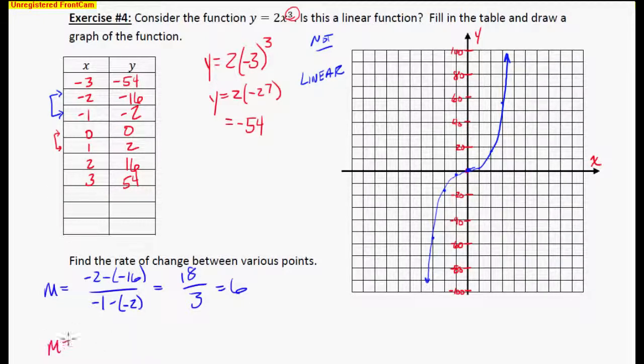And my slope in between these two numbers is going to be 2 minus 0 over 1 minus 0, which is just going to be 2 over 1, which is 2. Okay, so again, you can see that the slopes do not come up the same. All right, so there's your 4 examples. It really was the same thing in all 4.